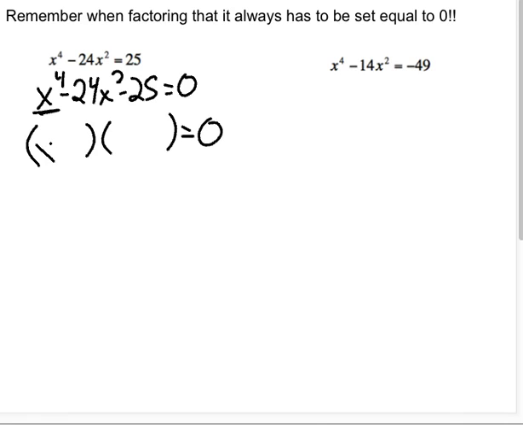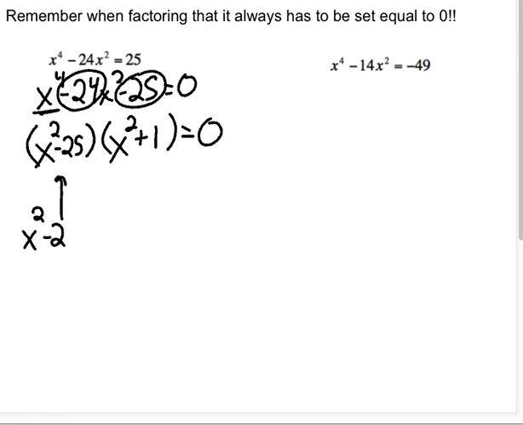To get x to the 4, again, you always are going to end up with x squared and x squared today. Multiplying to negative 25, adding to negative 24. So what that looks like is that's going to be a minus 25 and a plus 1. Once you get that factoring down, now I'm going to take each of those pieces and set it equal to 0.